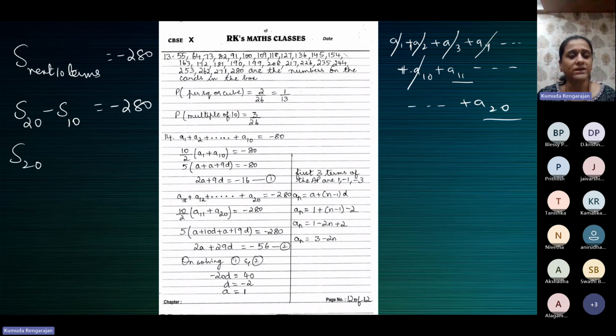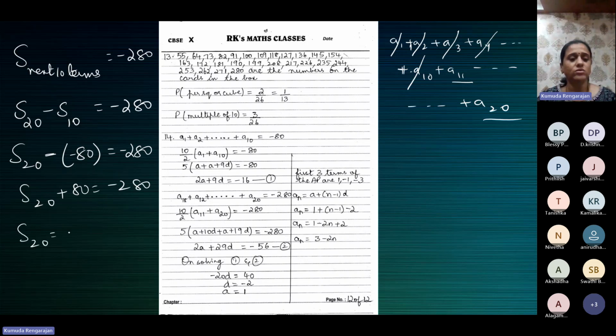So S20 minus S10, we know S10 is minus 80. It's given. S10 is minus 80. So S20 plus 80 is equal to minus 280. So S20 is equal to minus 280 minus 80. So S20 is equal to minus 360. So you can now continue working with this. N by 2, 20 by 2 of 2a plus n minus 1, 20 minus 1 into d is equal to minus 360. You can also generate the second equation like this.